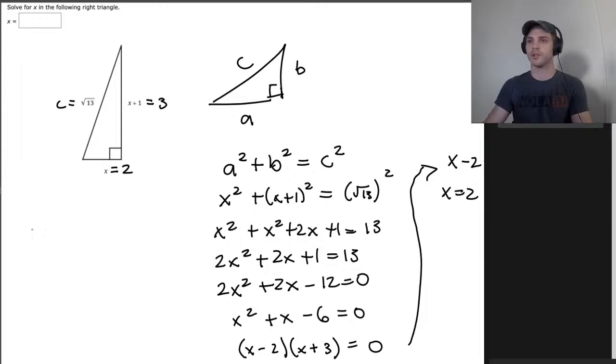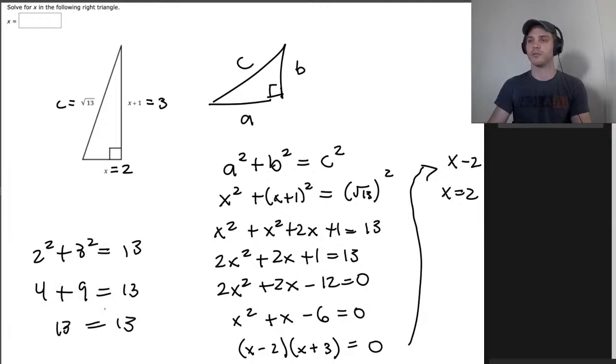So let's actually check these. Let's check and see if it works. So 2 squared plus 3 squared should equal 13, right? Which is root 13 squared. So this is 4, this is 9, and they do in fact equal 13. So this looks good. So let's put x equals 2. And it's important to be careful what they're asking you to input for the answer.